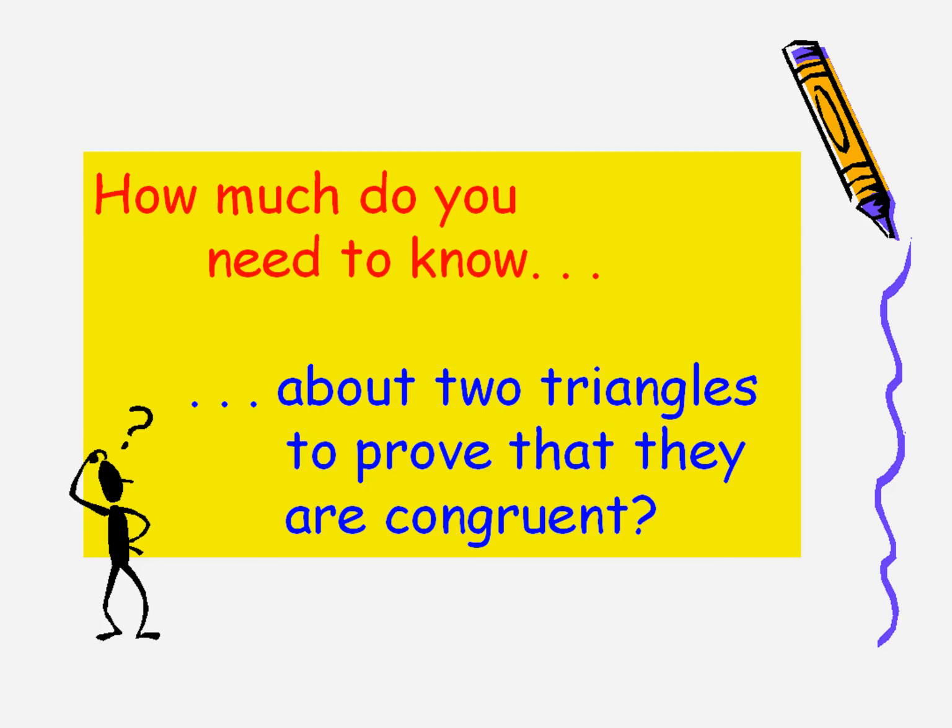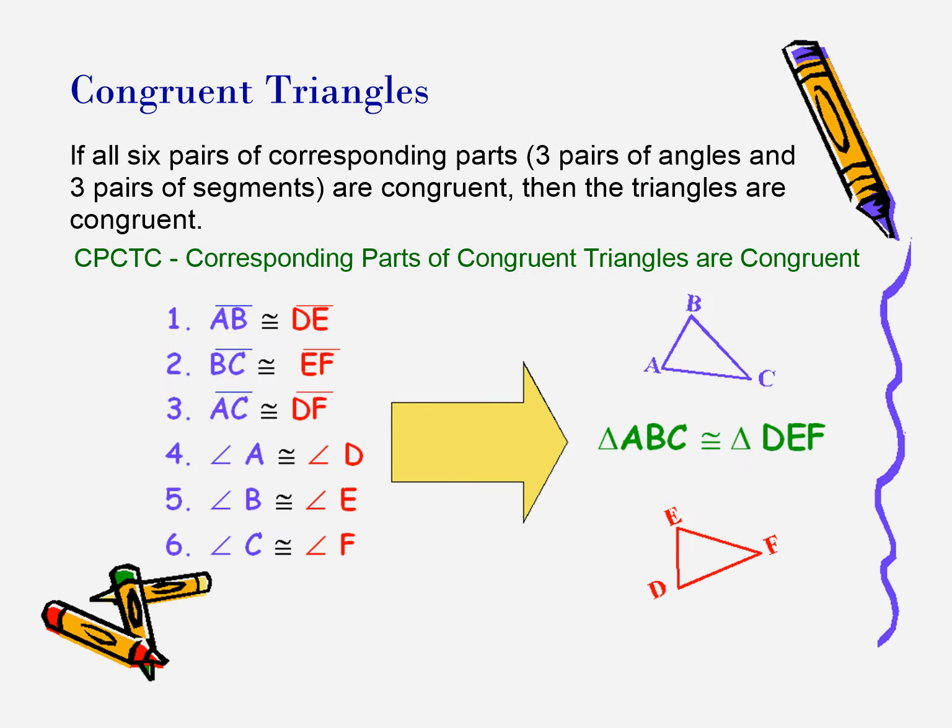How much do we need to know? Well, the definition of congruent triangles is all 6 pairs of corresponding parts are congruent. So there's a definition that you can put on your notes. If all 6 pairs of corresponding parts, the 3 pairs of angles and the 3 pairs of segments, are congruent, then the triangles are congruent.